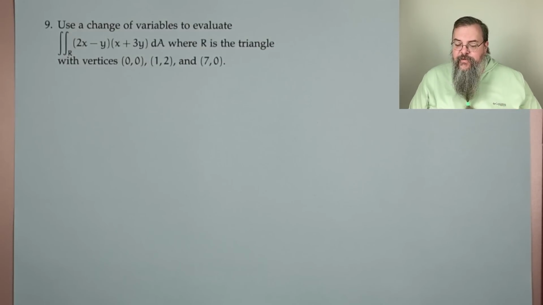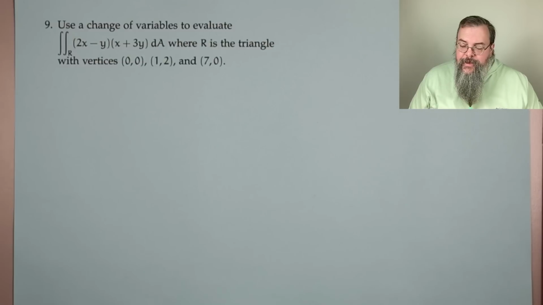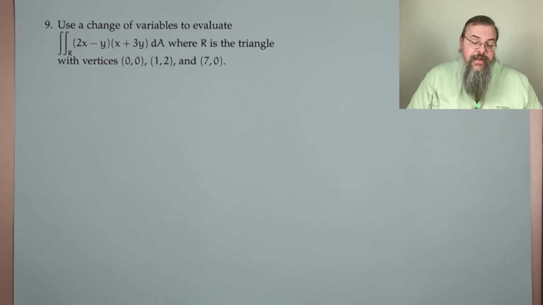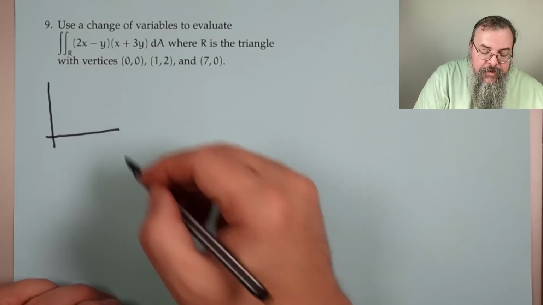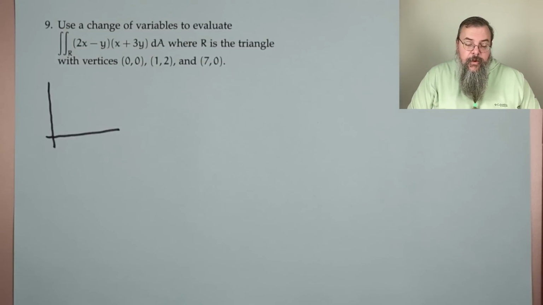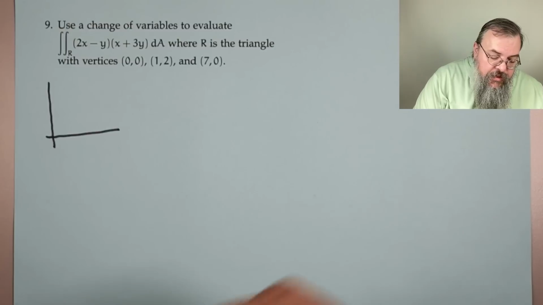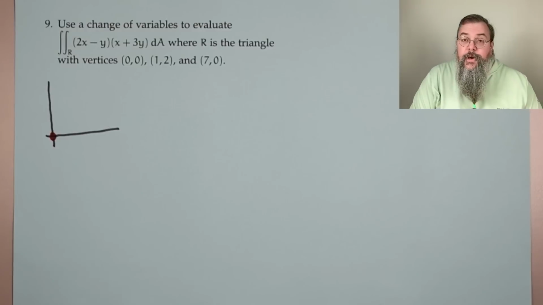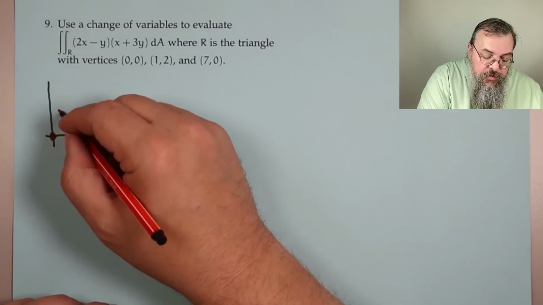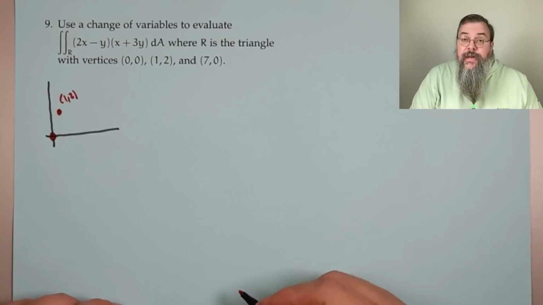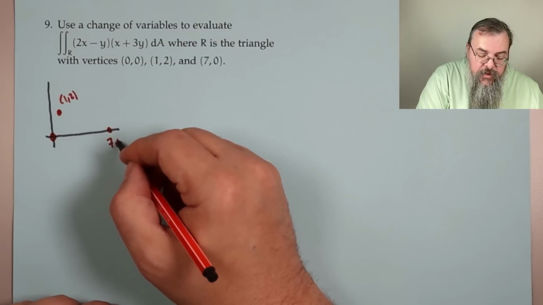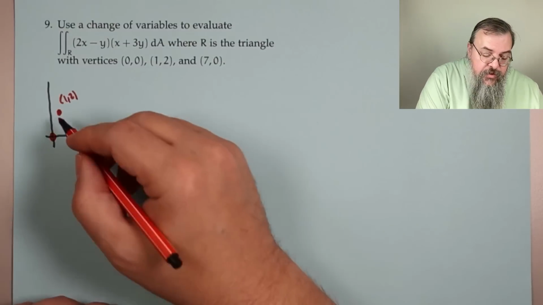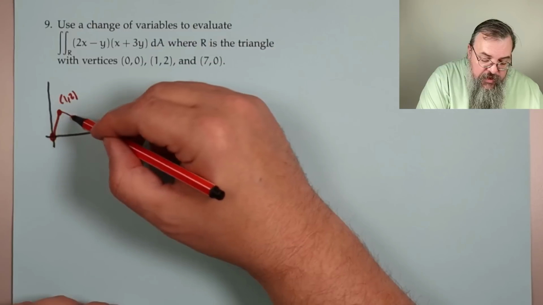Okay, let's first start by figuring out what our region looks like. One of the things is we have to use a change of variables, and we'll figure out what change of variables to make in a second. So let's mark our points. We have 3 points. We have (0, 0). That's easy to spot. (1, 2), so over 1, up 2. And (7, 0), so x equals 7, y equals 0. So our region is this triangle.